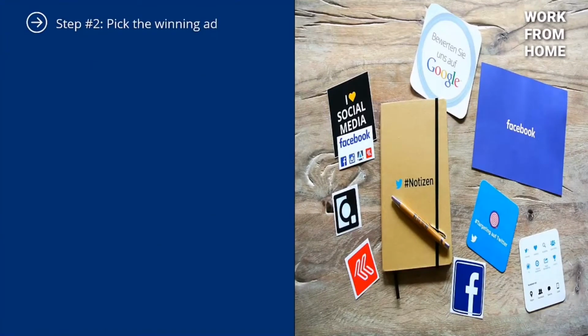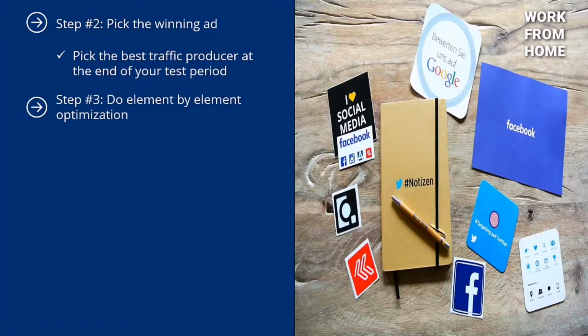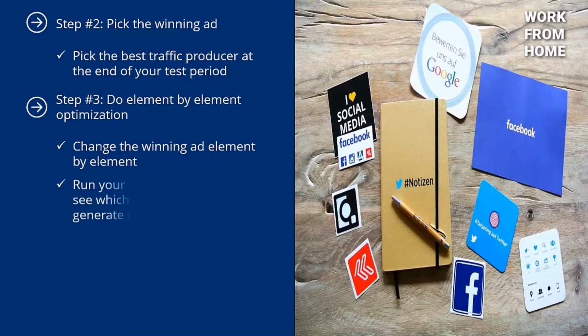Step number 2, pick the winning ad. Pick the best traffic producer at the end of your test period. Deactivate everything else and stick with the winning ad. Step number 3, do element-by-element optimization. Change the winning ad element by element. Start with the headline. Make 5 different versions of the ad, each with different headlines. Run your campaign again and see which of these variations generate the most traffic.